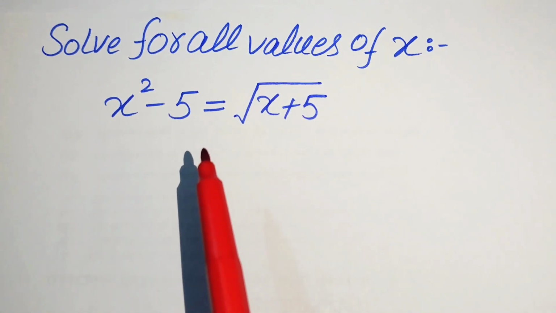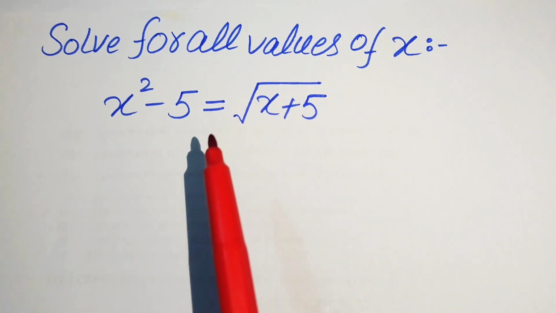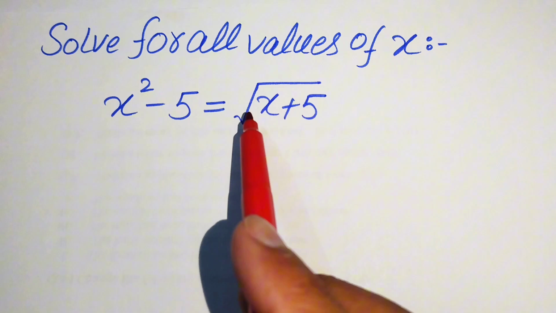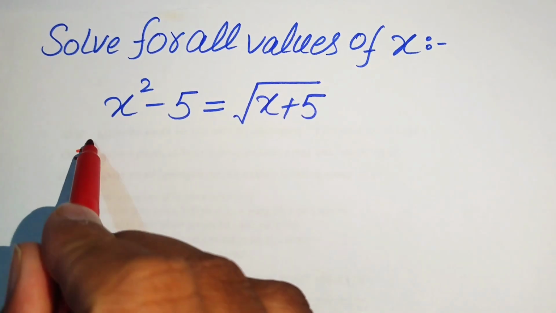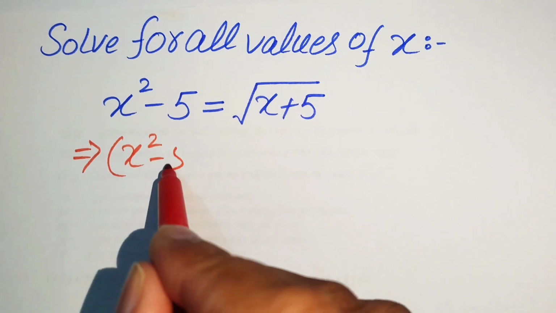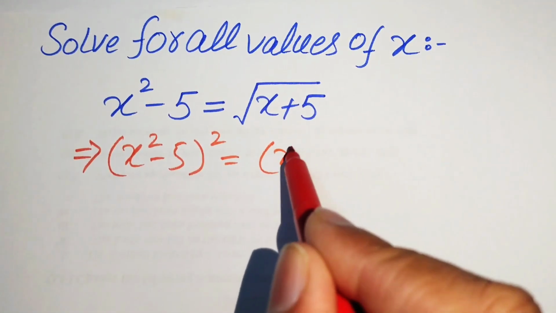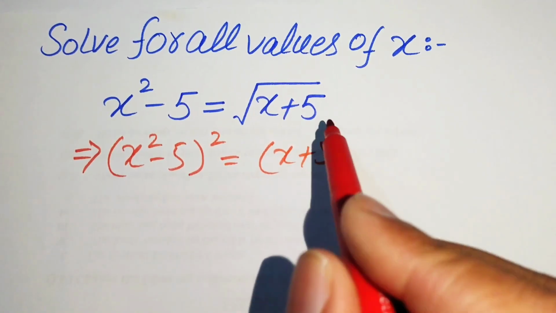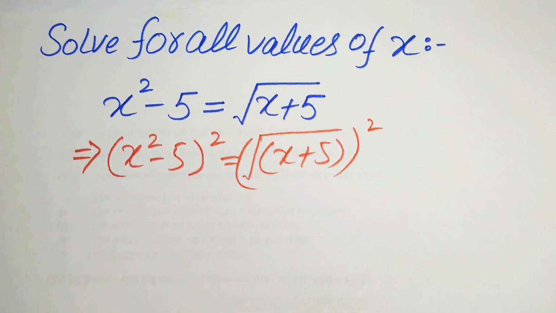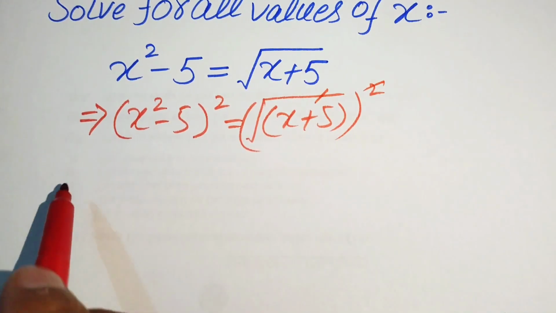Okay, so first we write this equation into a simplified form, so that we eliminate the square root on the right hand side. Now we take the square on both sides, and we write it as (x square minus 5) whole square equals (square root of x plus 5) whole square. After that you see the square and square root are gone.